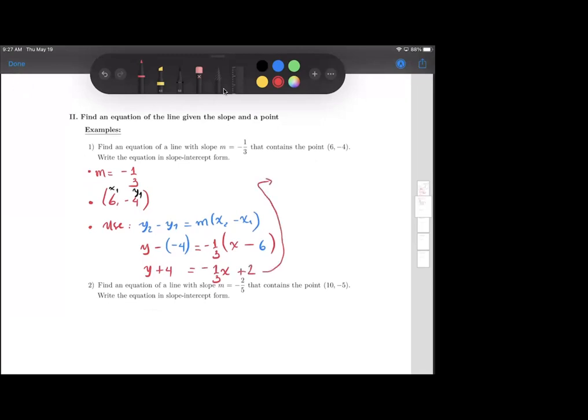And don't stop right here. We need it in slope-intercept form. Remember, slope-intercept form means what? Slope-intercept form means y equal mx plus b. That's what they meant by slope-intercept form.